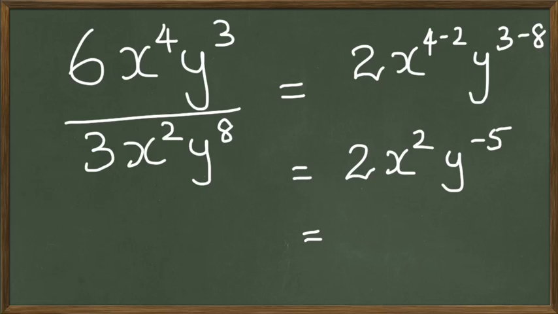Now notice there's more y's in the denominator than the numerator, which means your answer is going to look like this. Because y is raised to the power of negative 5, when we bring it down, it will become y to the power of positive 5 in the denominator.